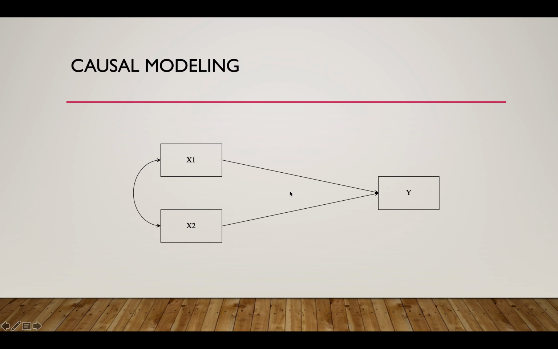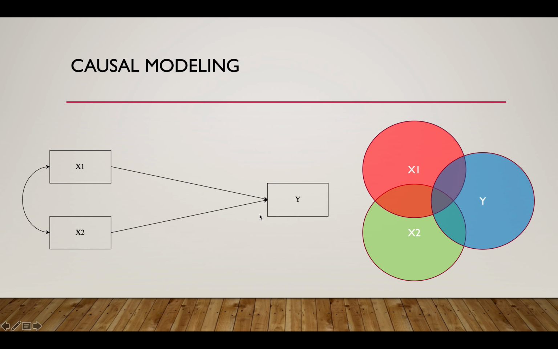What's not depicted in this path, and what's equally important, is that we see that there's shared variability between x1 and y, and shared variability between x2 and y, and shared variability between x1 and x2. But there is also a small portion of shared variability between x1, x2, and y. Sometimes it's easier to look at this using a Venn diagram.